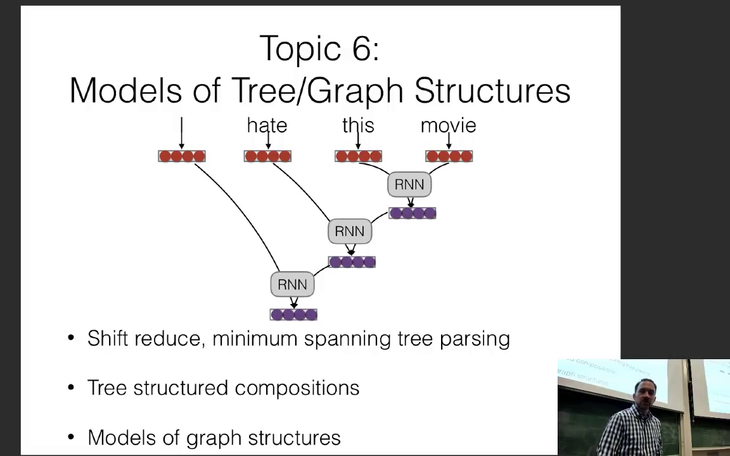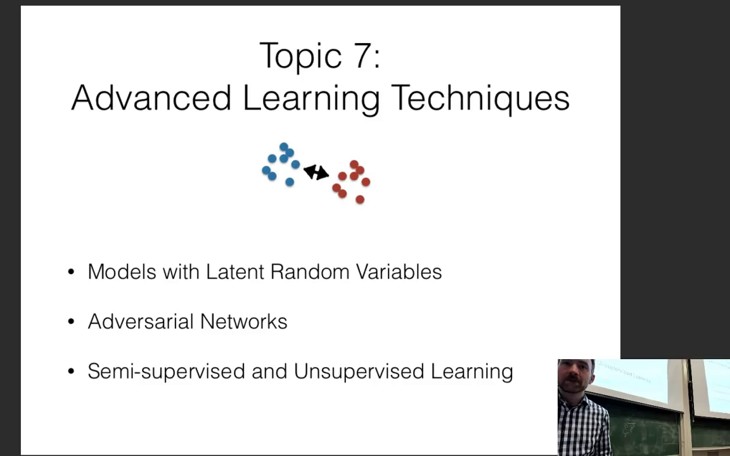Also, we're going to talk about models of tree and graph structures. So one of the very widely known linguistic facts about language is that it's compositional. So you can combine together phrases into arbitrarily large structures and still get meaningful sentences. And tree-based models and graph-based models are good ways of capturing this. We're also going to talk about advanced learning techniques like models with latent random variables, adversarial networks, semi-supervised and unsupervised learning.